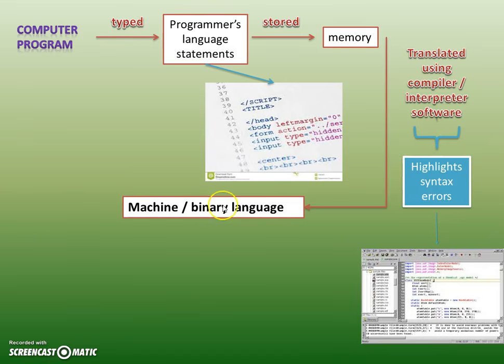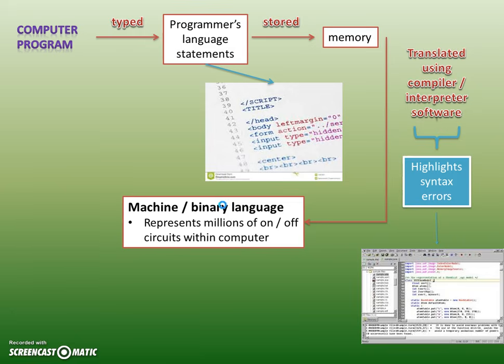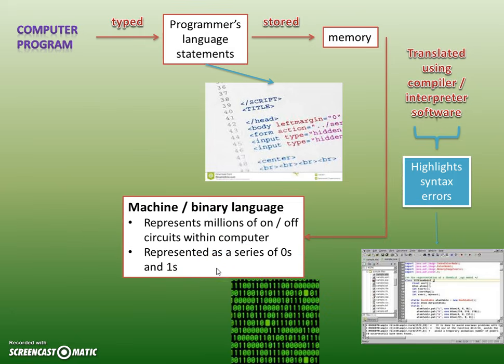Remember, he's stupid. He only understands a configuration of zeros and ones, a representative series of zeros and ones. That's all he understands. He does not understand this. He's not clever enough. So binary language is represented by millions of on and off circuits within a computer, zeros and ones. And you are the one that understands this sort of language, which is Java, C++, C#, etc. So now we've translated into binary machine language. This is our source code, which is our programmer's language statements, and this is our object code.